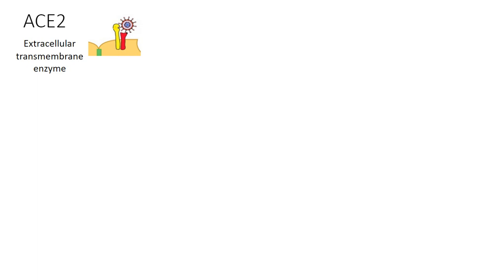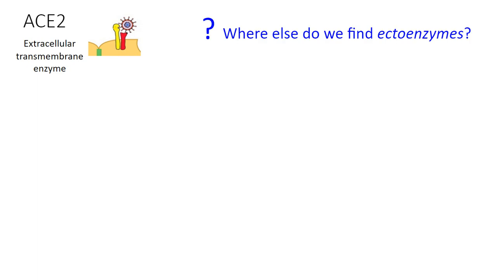Well, it turns out ACE2 is a transmembrane protein that is actually an extracellular enzyme. The catalytic portion of the protein is on the outer surface of the cell. And there's a name for these. They are called ectoenzymes. And so now my question to my students is, you've seen some ectoenzymes in other body systems. Can you remember where we saw them?